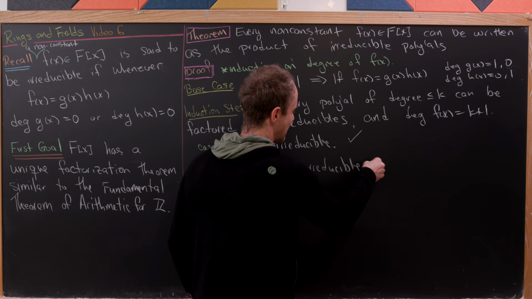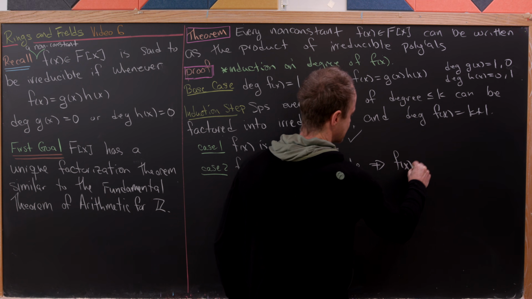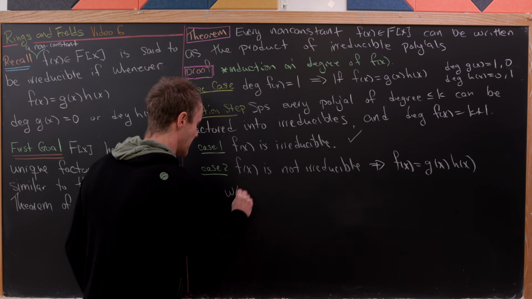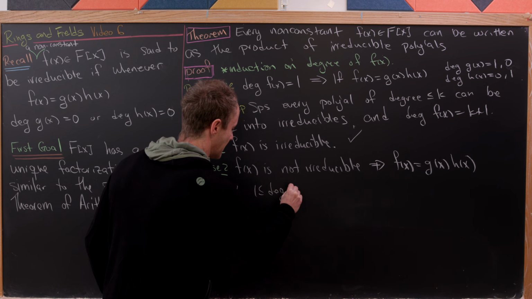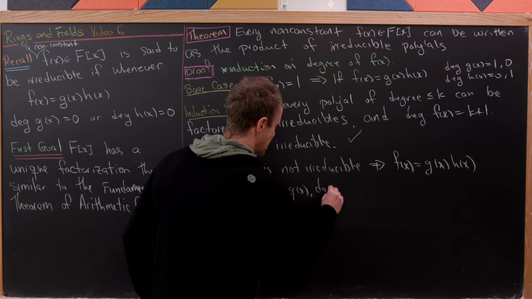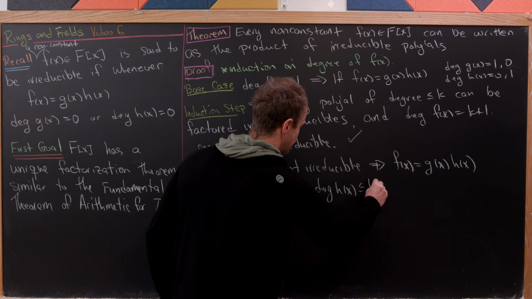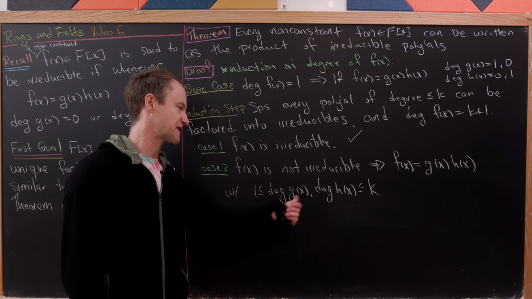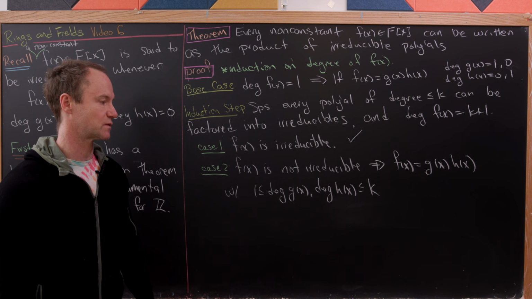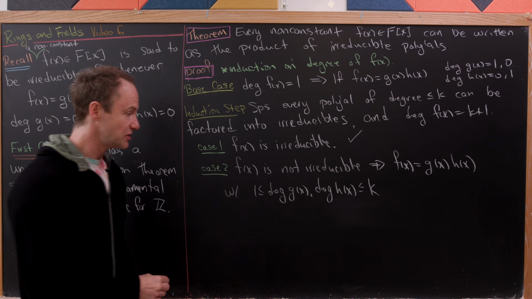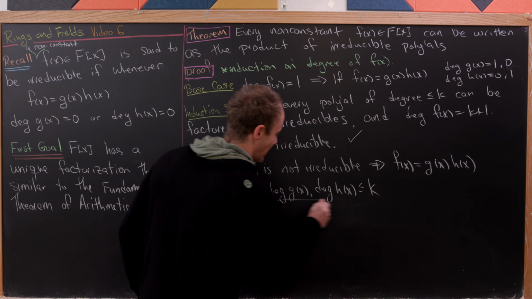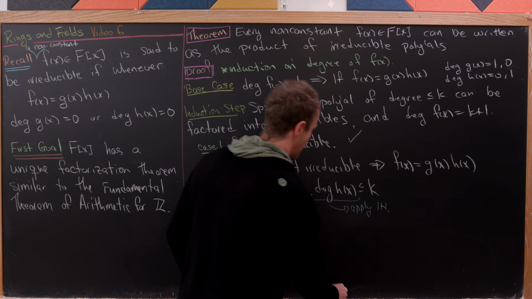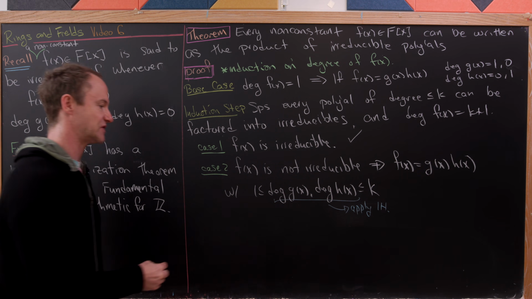And so the next case will be f of x is not irreducible. But notice that that means that we can write f of x as g of x times h of x with the degree of g of x and the degree of h of x between 1 and k. That's because we need the degree of g of x plus the degree of h of x to be k plus 1. But now what we can do is apply our induction hypothesis. We're applying our induction hypothesis to g of x and h of x.